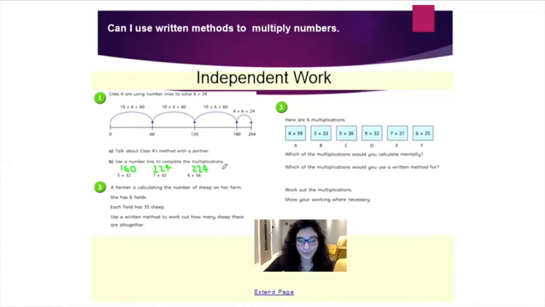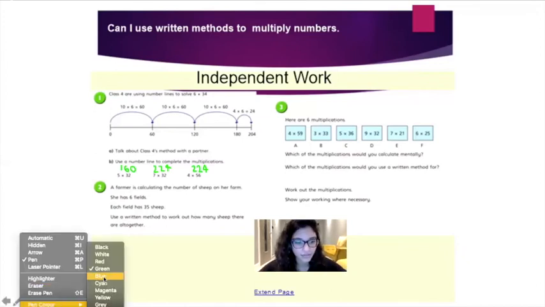Question number 2. A farmer is calculating the number of sheep on her farm. She has 6 fields, and each field has 35 sheep. So use a written method to work out how many sheep there are altogether. So you can choose whichever written method you wish to do. I'm going to show the one that I really like, but it doesn't have to be the same one that you're using. So what I do is pick a different color first of all.